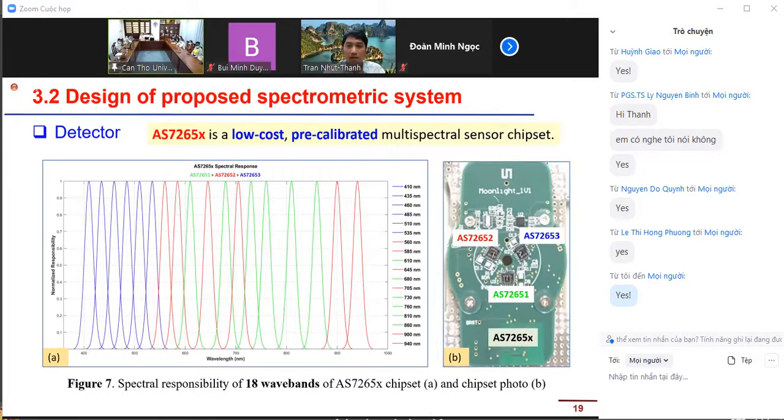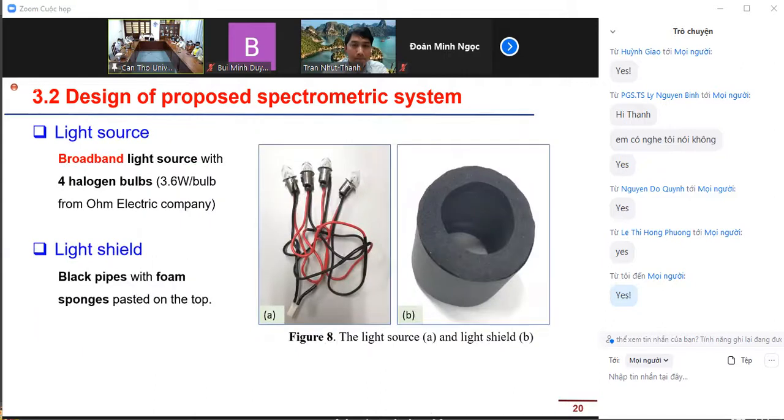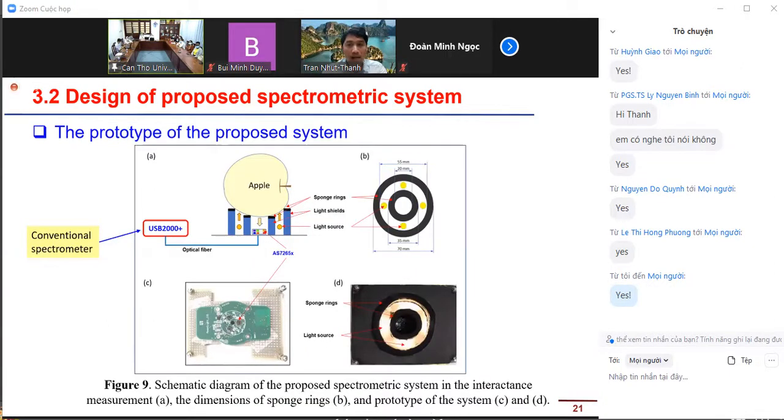This figure shows the spectral response of the 18 wavebands of this chipset. For the light source, we use a halogen lamp, and for the holder, two black bars with spawns bus on the top were used for the interactance setup. And this is the schematic diagram of the robot spectrometric system with interactance mode. In this study, a conventional commercial spectrometer, USB2000, was used for comparison purposes. This spectrometer was not a component of our system.